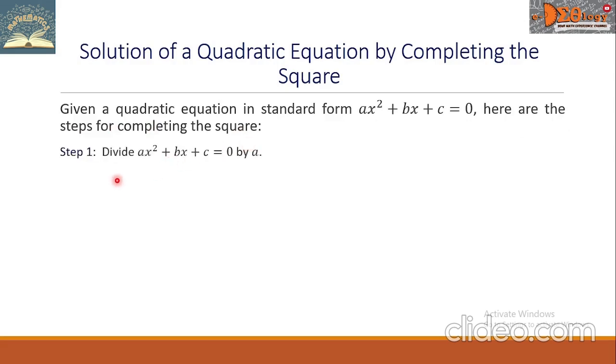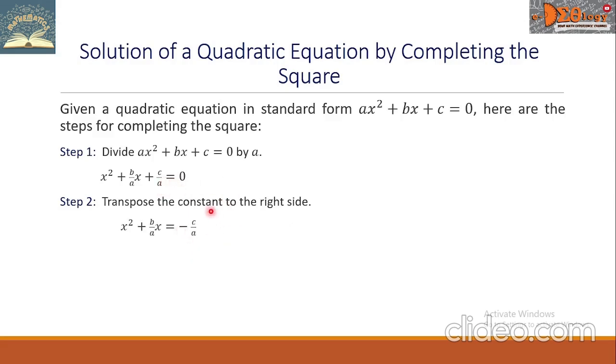Step 1. Divide ax squared plus bx plus c equals 0 by a. Take note that this a is the coefficient of x squared. The equation now becomes x squared plus b over a x plus c over a equals 0. Step 2. Transpose the constant to the right side. The c over a is the constant. It comes to the right, it becomes negative c over a.